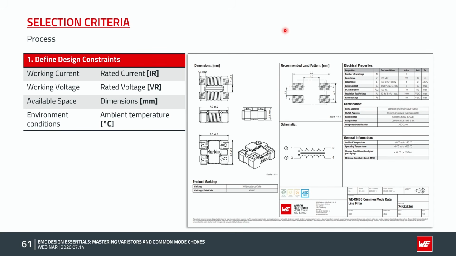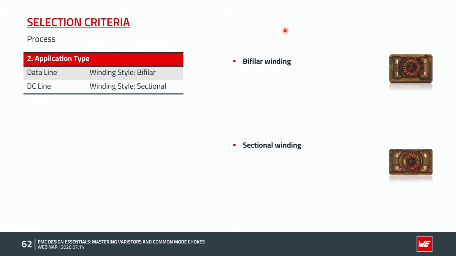For a general case, when selecting a common mode choke, several factors must be considered. The designer should have the application constraints clear and the different parameters. As you can see here, we show one of the first parameters that the designer should have in mind, which is the working current and the rated voltage. As you can see, all the parameters can be found in the datasheet.